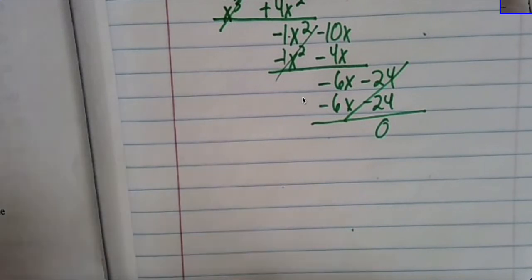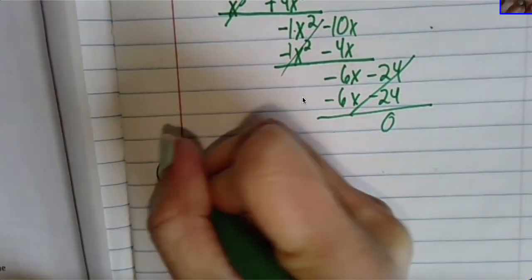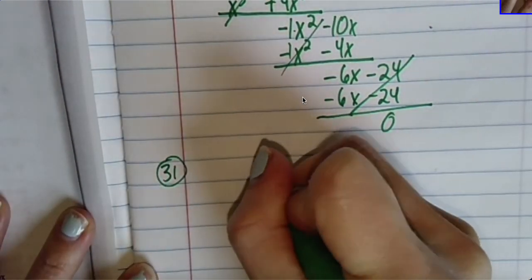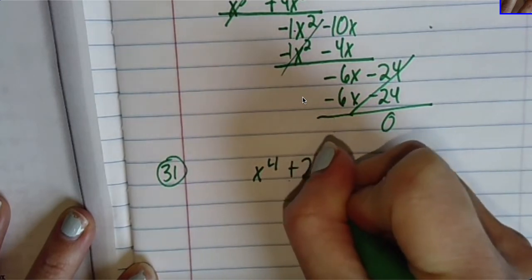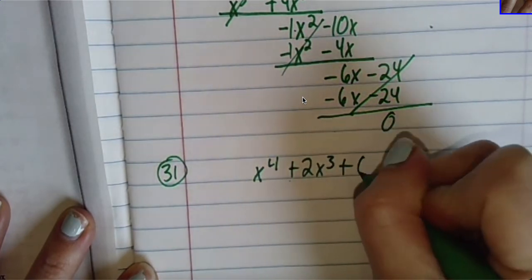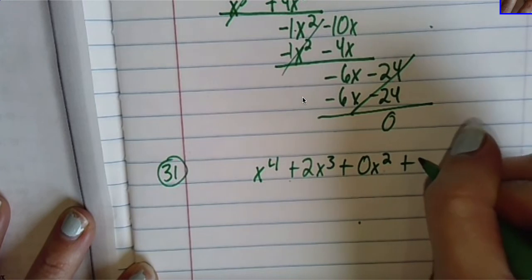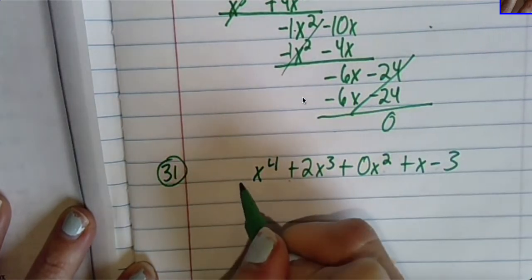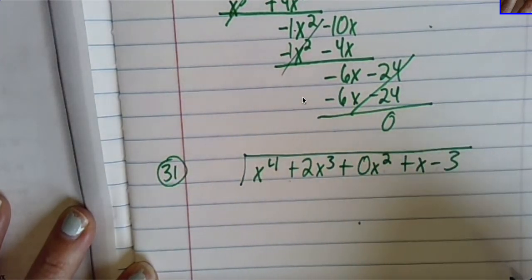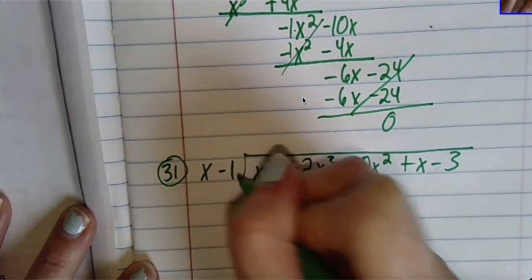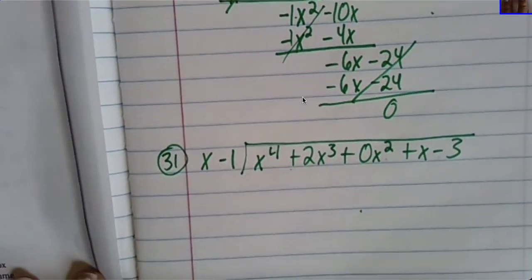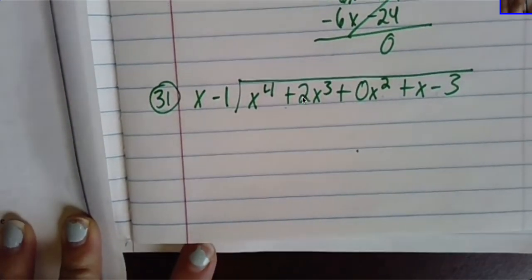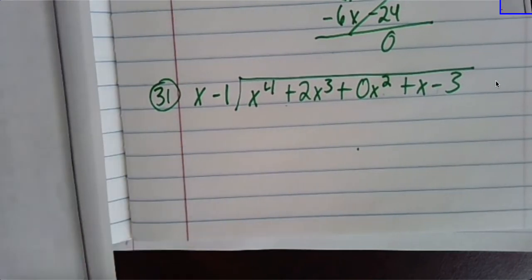I'll show you how to write 31. Number 31: x to the fourth, plus 2x to the third. We don't have an x squared, but I must hold its place, otherwise it would throw my entire problem off. And I'm going to divide it by x minus 1. Is there anybody that doesn't understand why I did that?